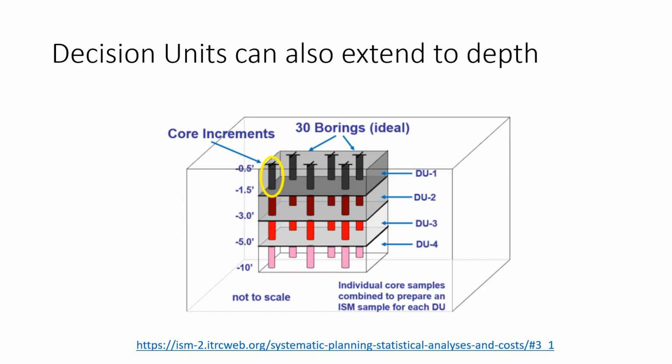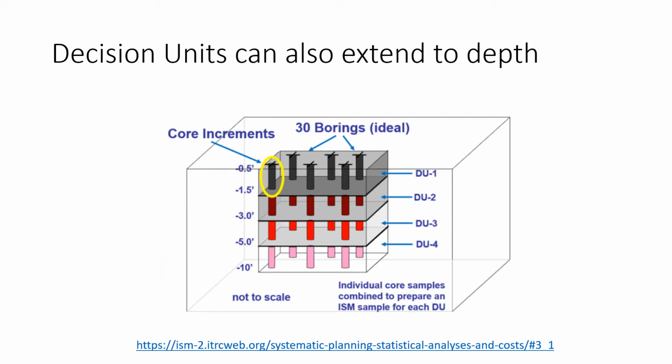Decision units can extend vertically depending on our conceptual site model of where we expect contamination to be present. This figure is simplified for readability, but the main idea is that a sample core can be collected and used to understand the average concentrations in different depth intervals that can be designated as separate decision units. A minimum of 30 increments is still recommended. So if we look at one of these cores, this one that is circled in yellow, we see that there have been 30 such borings installed throughout our decision units. From this one core, we can collect an increment from the 0.5 to 1.5 foot sample interval and have that contribute to a sample that will represent decision unit 1.